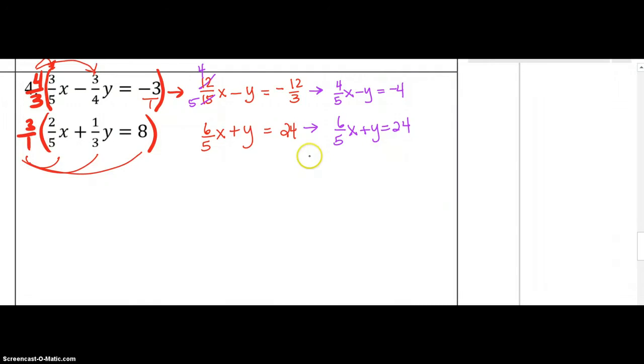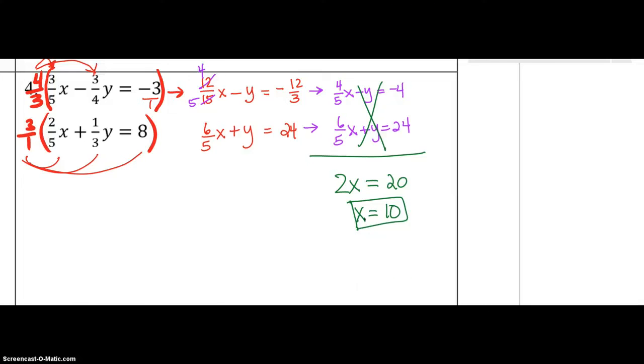Perfect. If we add these straight down, the y's cancel, but what do we get for x? What's 4/5 plus 6/5? 10/5, which is 2. And negative 4 plus 24 is 20. So when you divide, you get x equals 10. That's just x. We need y. So we plug it in for x to solve for y.